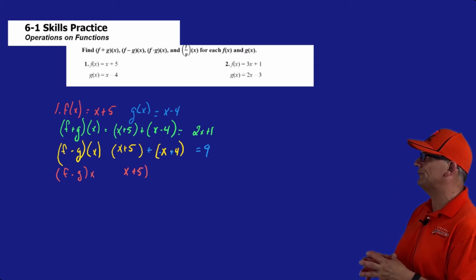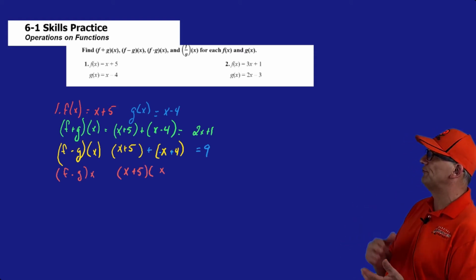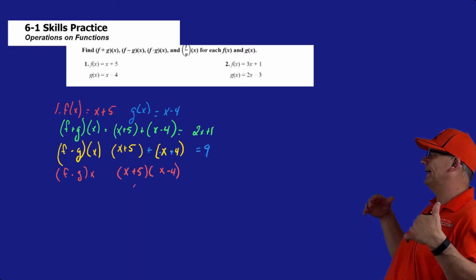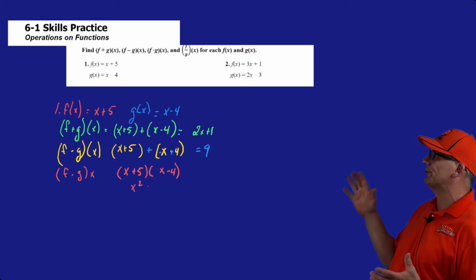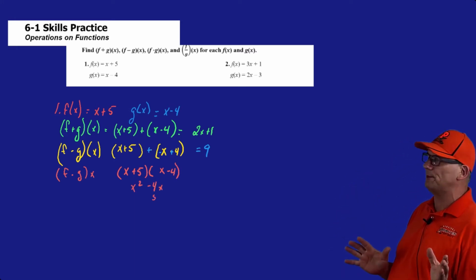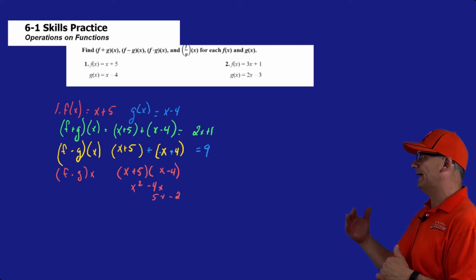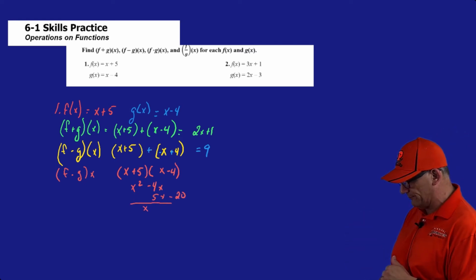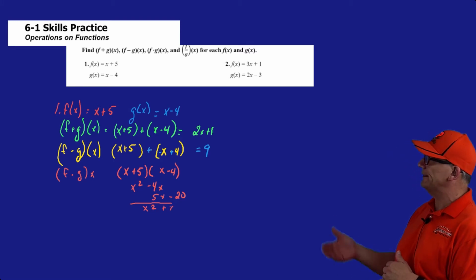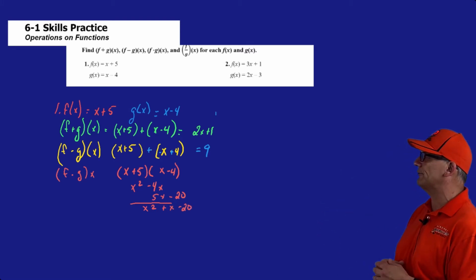So F times G of X, right? They want you to multiply these two terms together. You're going to use FOIL. You're going to use the generic rectangle. You're going to use the vertical method. Whatever method you want to multiply these together. And in the end, you're going to get x squared minus 4x, right? And then 5x minus 20, you combine like terms, x squared plus x minus 20.